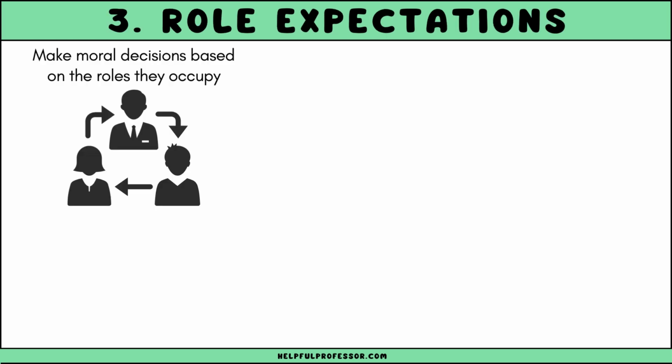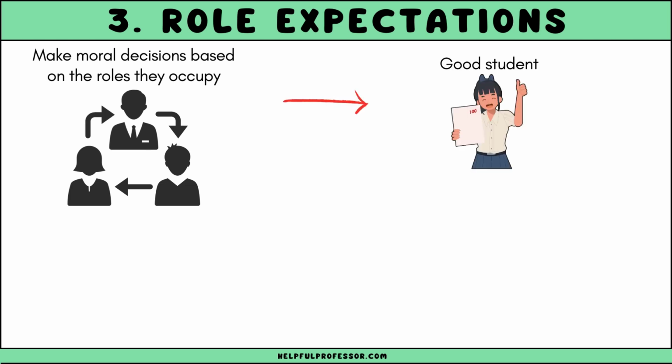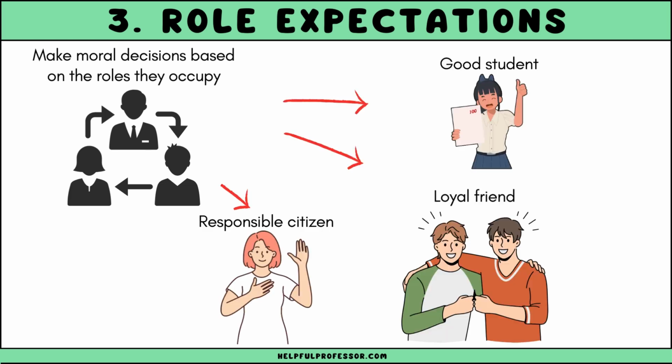Individuals at the conventional level often make moral decisions based on the roles they occupy, such as being a good student, a loyal friend, or a responsible citizen. They strive to fulfill the expectations associated with these roles.